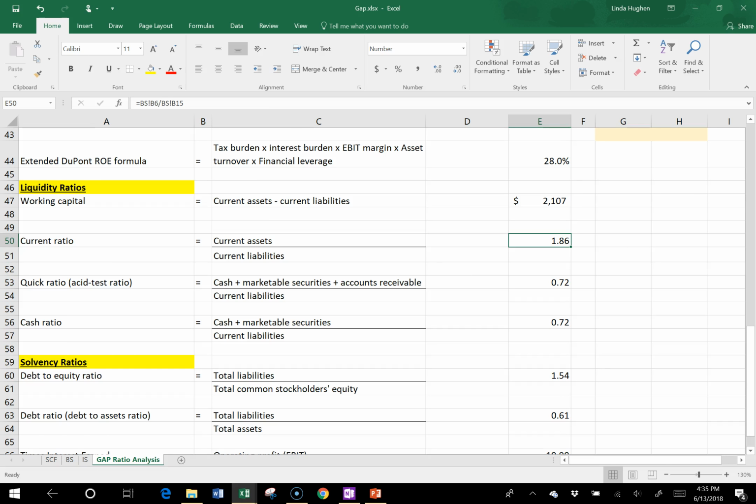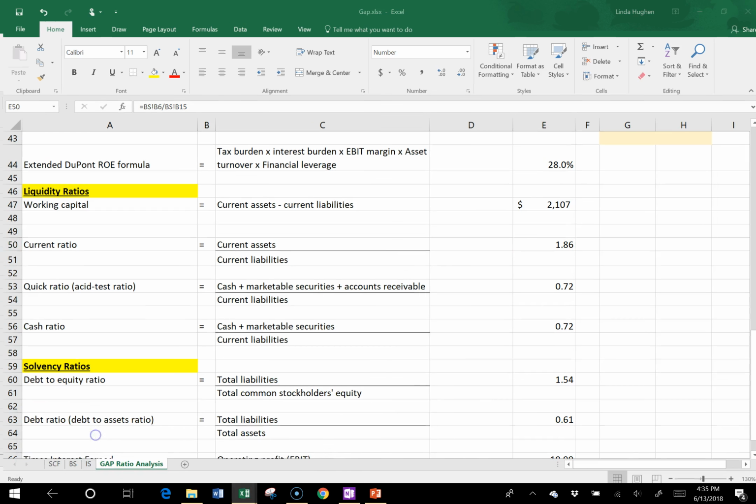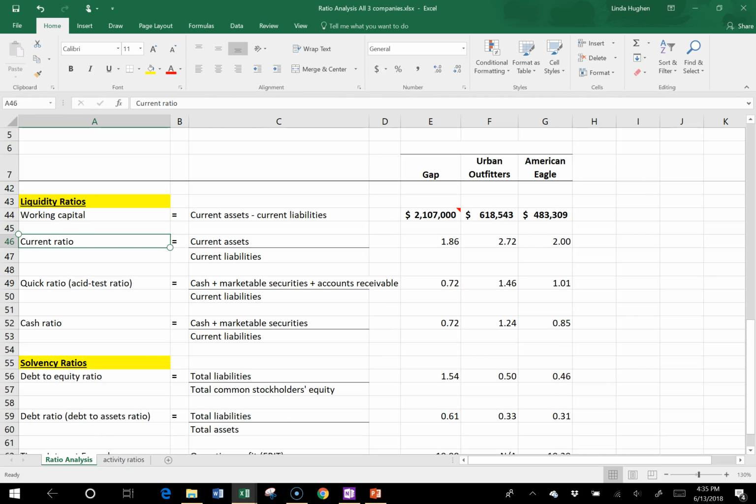Let's compare the current ratio across the three companies. And now, whereas we were worried about size with the working capital, here we don't have to worry about that because this is a ratio. So which company has the strongest financial health or financial liquidity as measured by the current ratio? This would be Urban Outfitters. Does that mean that Urban Outfitters is the best? We can't really say that.